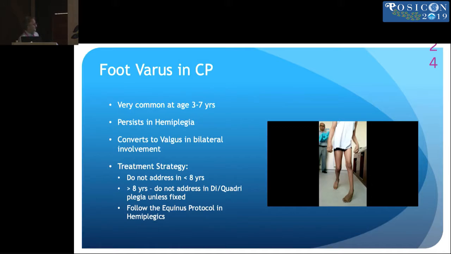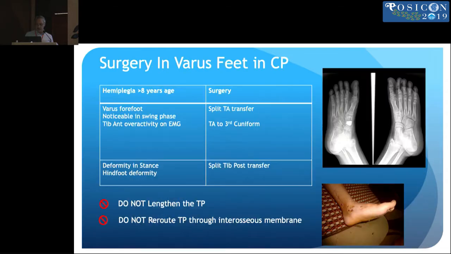Do not address in under less than 8 years of age. And over 8 years, do not address in diplegia or quadriplegia unless and until the deformity is fixed. And you have to follow the equinus protocol in hemiplegics. That means give a lot of Botox, delay the surgery, and undercorrect rather than overcorrect. And here is the scaled hemiplegic showing you equinovarus deformity.